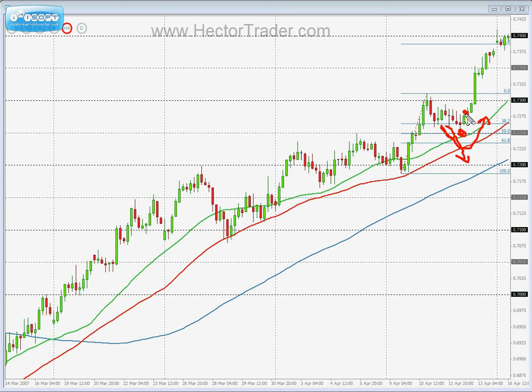Any long entry around there, once the turnaround is confirmed, it would have been a high probability trade. Well, what can I say, guys? It is really as powerful as it looks like. Okay, it really is.